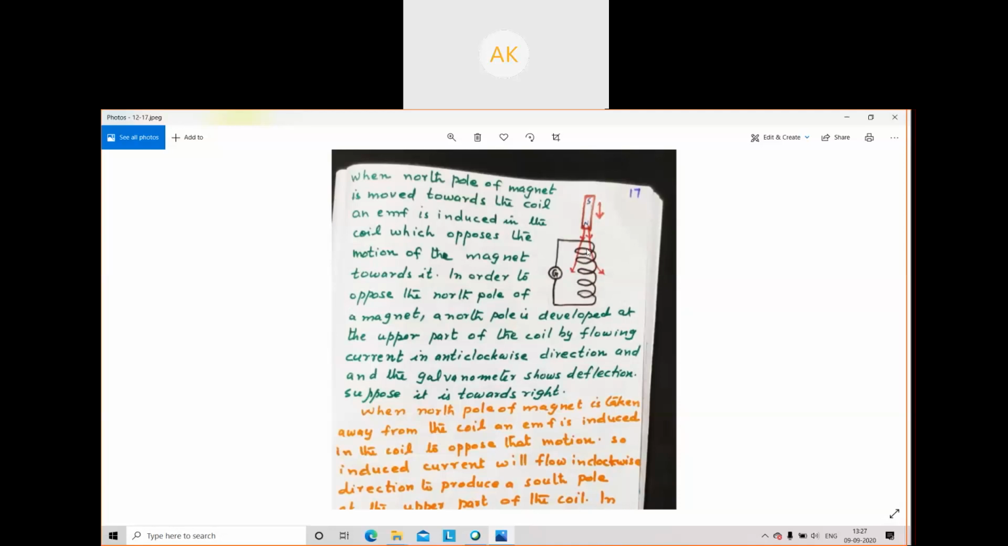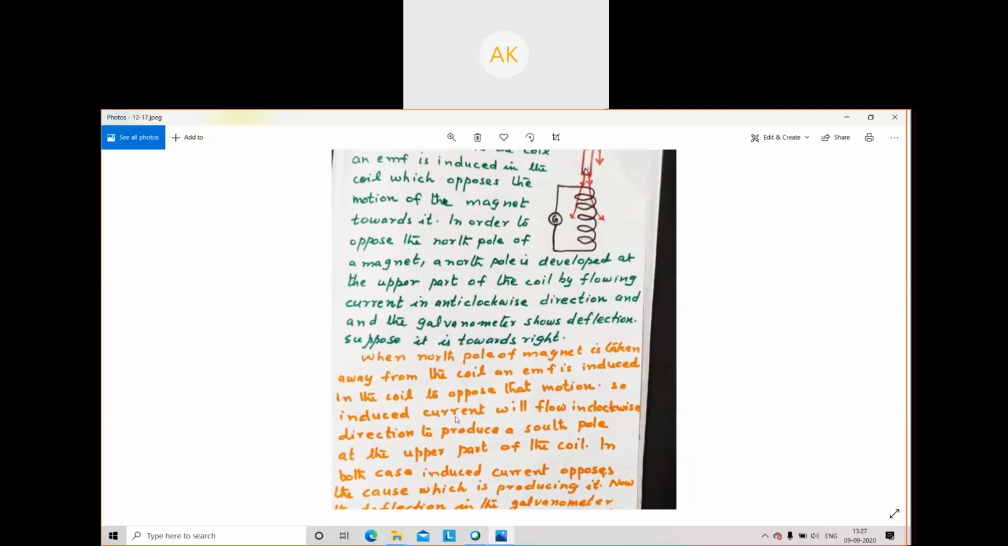Whenever there is a change in magnetic flux, EMF will be induced and current flows through the coil, and it is detected with the help of a galvanometer. So that is the experiment that is explained here. The next page.